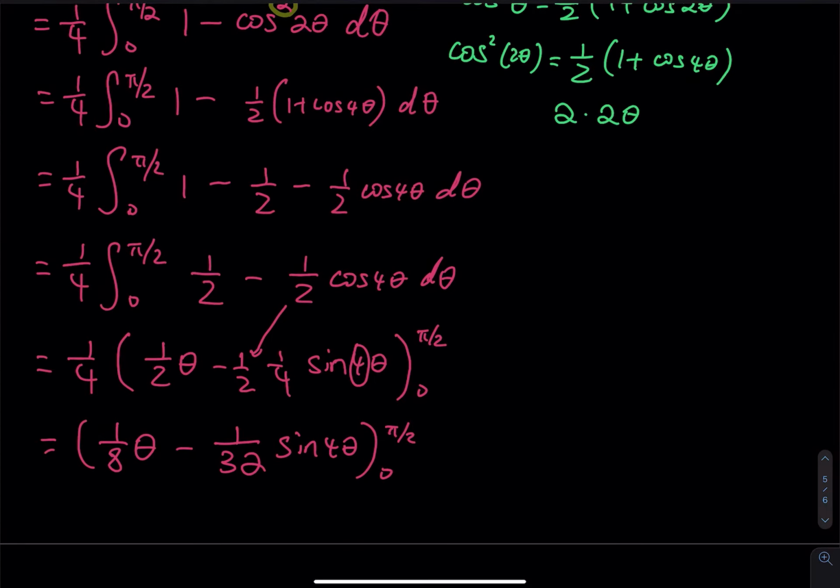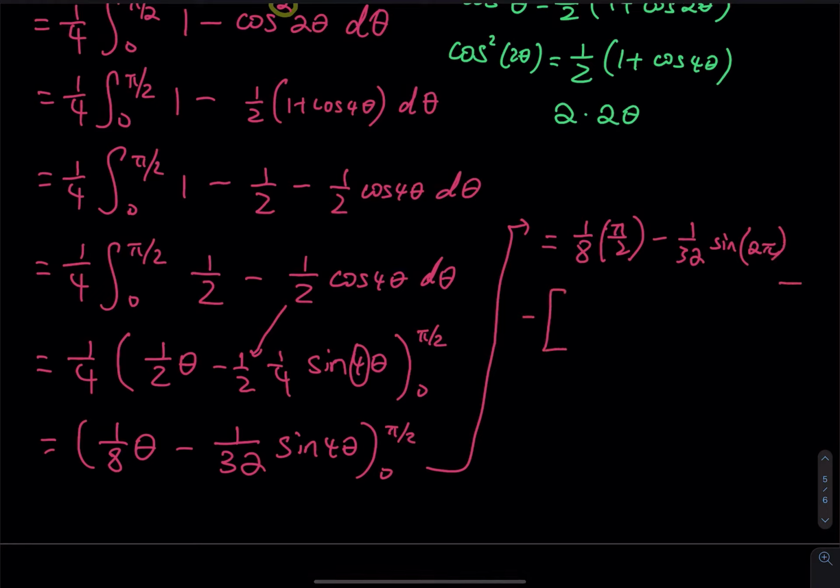And then you use the fundamental theorem of calculus. So that is equal to 1 over 8 times pi over 2 minus 1 over 32 sine of 4 times pi over 2. So that will be 2 pi, right? 4 divided by 2 is 2. So that will be a 2 pi. And then you take the whole thing minus, you plug in the 0: 1 over 8 times 0, 1 over 32 sine of 0.